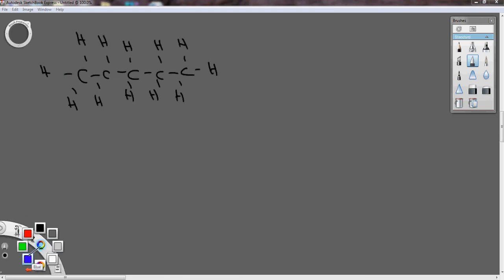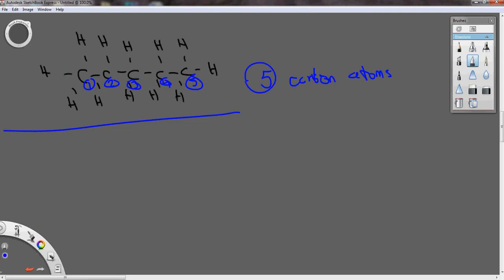Alright, so let's name this. We have 1 carbon, 2, 3, 4 carbons, 5 carbons. Who knows where that's from? Sesame Street. Don't you feel like you're watching Sesame Street right now? Because we're just counting stuff. Alright, 5 carbon atoms. If an organic molecule contains 5 carbon atoms, its name's going to be pentane. Pentane.